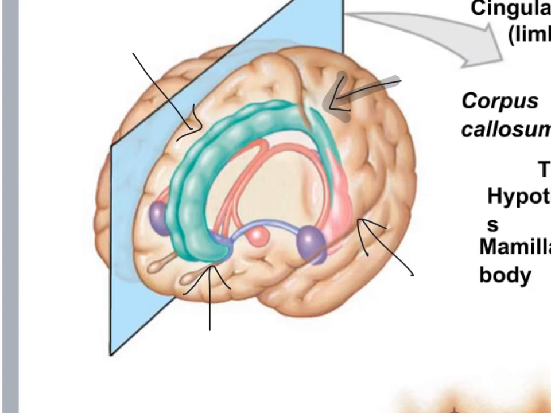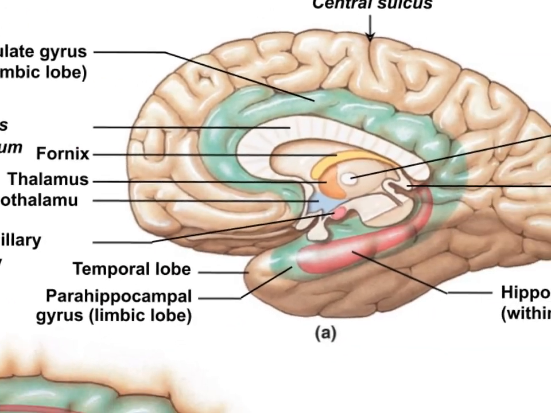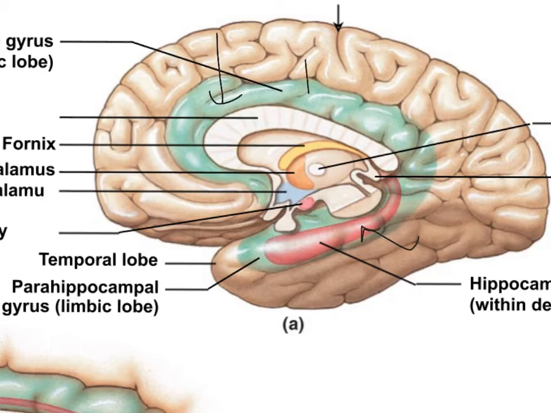I'll get to that drawing in just a second here. All right, so we've got all of that. If you look at it in just one hemisphere, then it looks more like this. But you can still see all of the colored area. So all of this colored area is part of the limbic system.